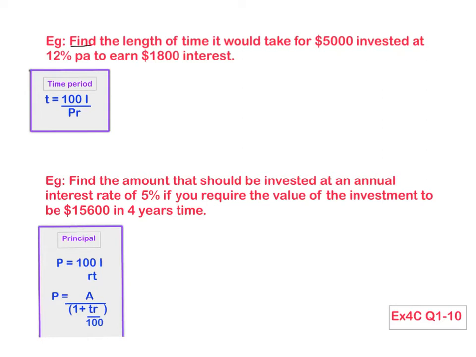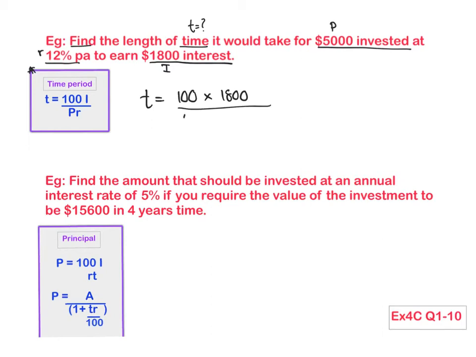If we look at these next questions, find the length of time. So find time. So time is the question, hence we're going to use the time formula. It would take for 5,000 invested. So if they invested that, then 5,000 must have been my principal at 12% per annum. That's a rate to earn 1,800 interest. So that's the I. If I'm going to find the time, I'm going to follow the formula 100 times I, which is interest was 1,800, over the principal, 5,000, times the rate.